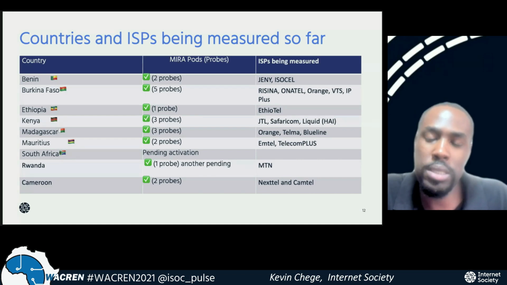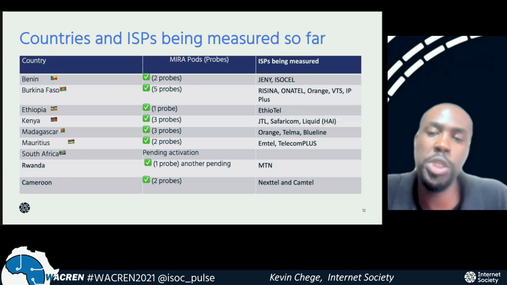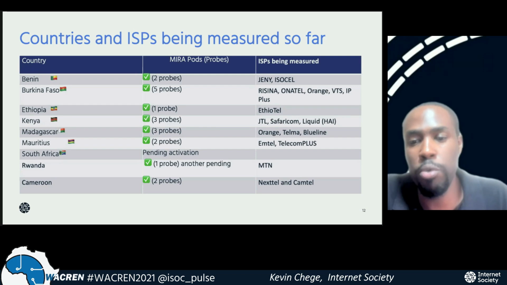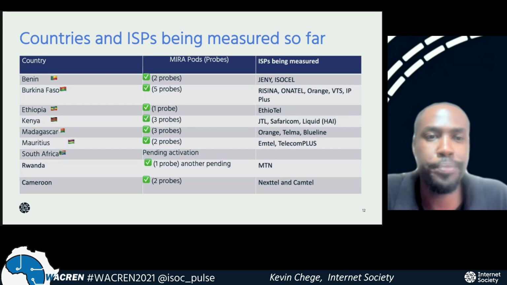And then for some ISPs, we might have to include data for 3G and 4G speeds, because if that's the only connectivity available to the users there, that's what we're going to measure. So for example, in Cameroon right now, the 2 probes that we have there are connected through a 3G or 4G modem, and we've just started looking at the data there.